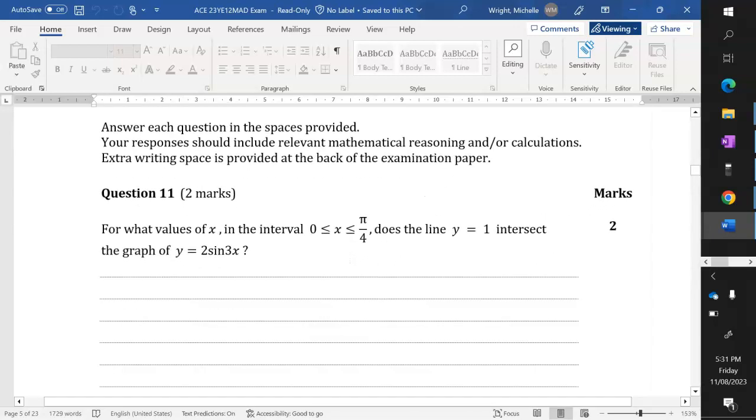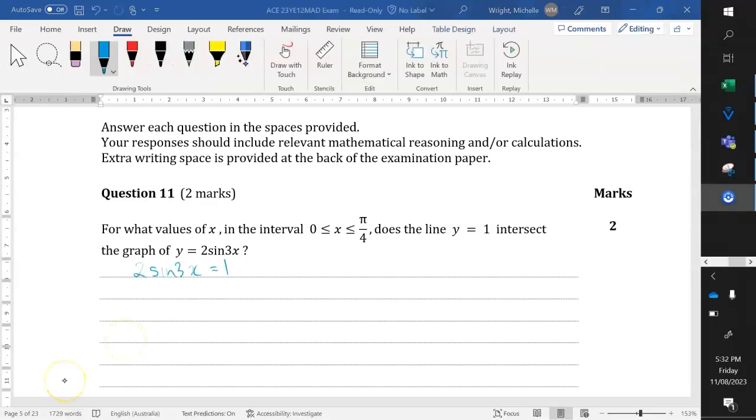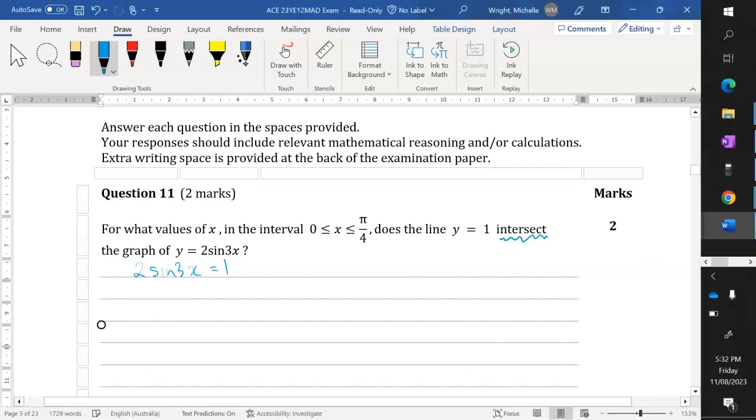Question 11. For what values of x on the interval, and this is an important part because we only want our answers to be between 0 and pi on 2, does the line y equals 1 intersect the graph of y equals 2 sine of 3x? And that was worth 2 marks. So where they intersect is where they're equal. So where they intersect is where 2 sine of 3x is equal to 1. Okay, so that's a simultaneous equation, and the word intersect is the one that you're looking for there.